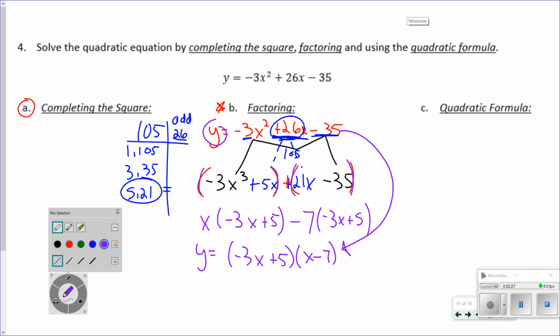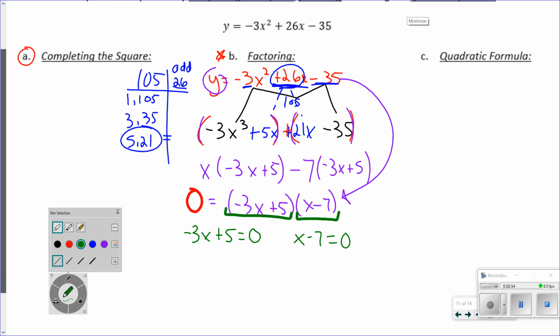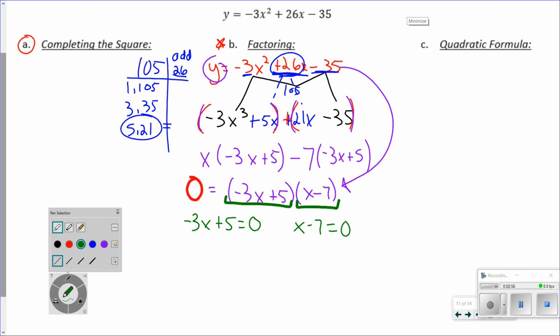Solving means we want to know what is x when y equals 0. So we make y equals 0. And what we have here are two things that are multiplying together to give me 0, which means that those things must also equal 0. So what we do is we set each factor equal to 0. And then we solve for x. So we're figuring out what x value would make that equal 0.